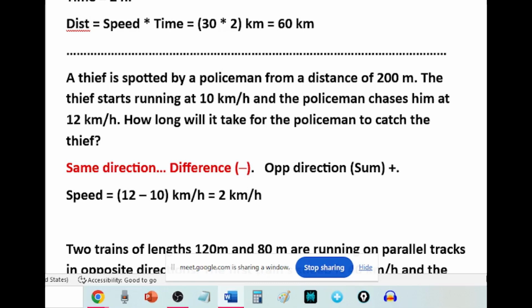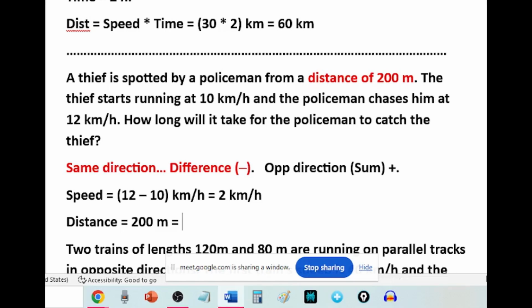Now there is a problem. This is in meters and this is in kilometers. Speed is 2 kilometers per hour, and the distance is in meters. See the distance. The distance is 200 meters. So distance you can write 200 meters, but the problem is that speed is in kilometers per hour. So you change it into kilometers. 200 meters will be how many kilometers?